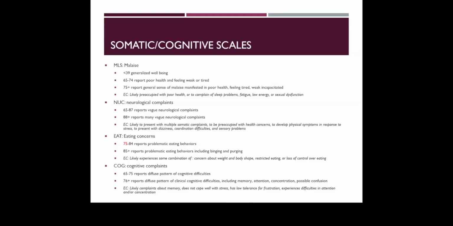Eating concerns is new. This was not on the RF. This is based on new item content. And this is interpretable only at 75 or higher. So you can see I put red there just to call your attention to it. And the reason is this scale did show less internal consistency. So higher standard error of measurement, not really interpretable, at least heuristically, until 75 rather than 65, and not interpretable in the direction of low. So reporting problematic eating behaviors, and the empirical correlates are concern about weight or body shape and restricted eating or loss of control about eating.